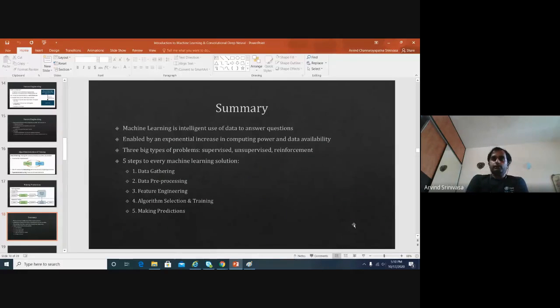Finally, what we have learned: machine learning is an intelligent use of data to answer questions. It enables an exponential increase in computer power and data availability. There are three types of problems that can be solved using machine learning, called supervised learning, unsupervised learning, and reinforcement learning. Five steps for every machine learning solution are data gathering, data pre-processing, feature engineering, algorithm selection and training, and making predictions. Any questions?